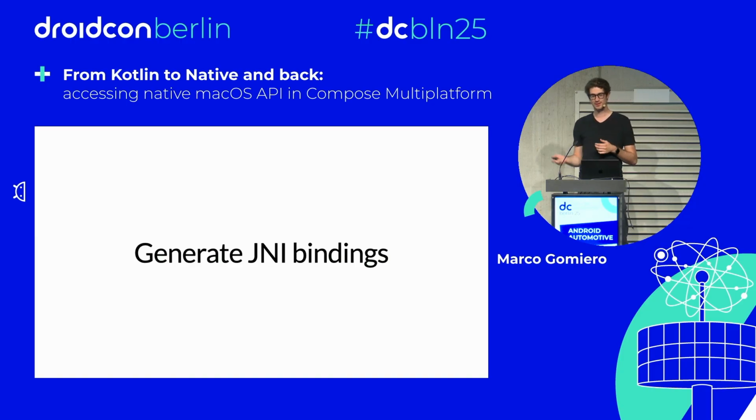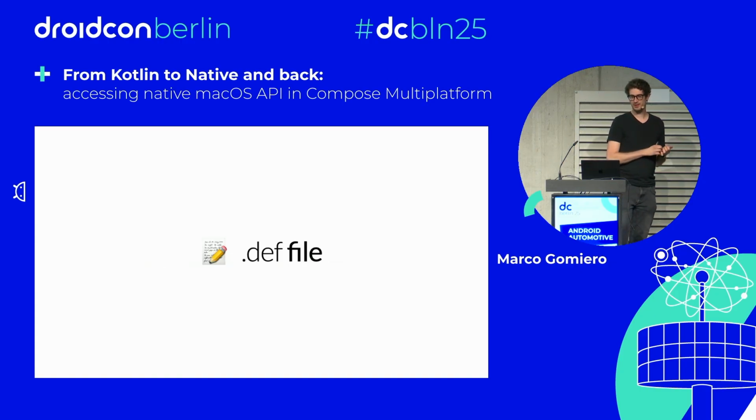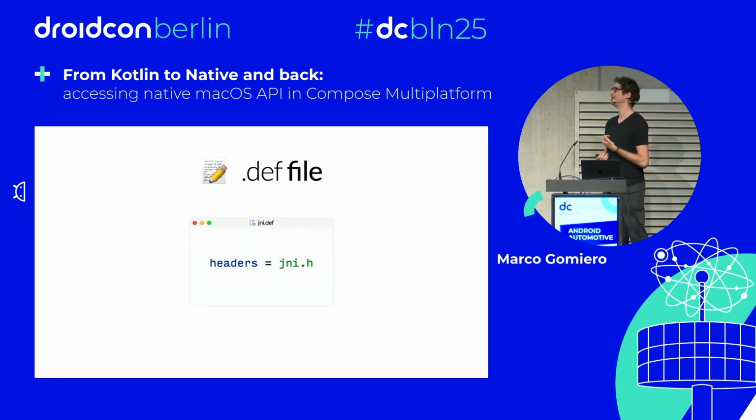Okay, so for generating the bindings, there's a way of doing that, of course, and you have to define a definition file. Yeah, sorry for the bad wording. So create a definition file sounds better. And this definition file is usually called with the same name as the library that you are generating the binding for. So in this case, JNI. And in the file, you're going to put the headers for which library you want to generate the binding for. So in this case, jni.h.